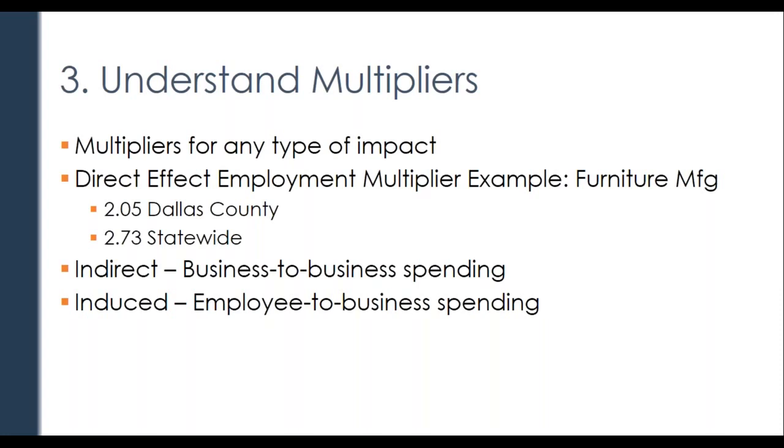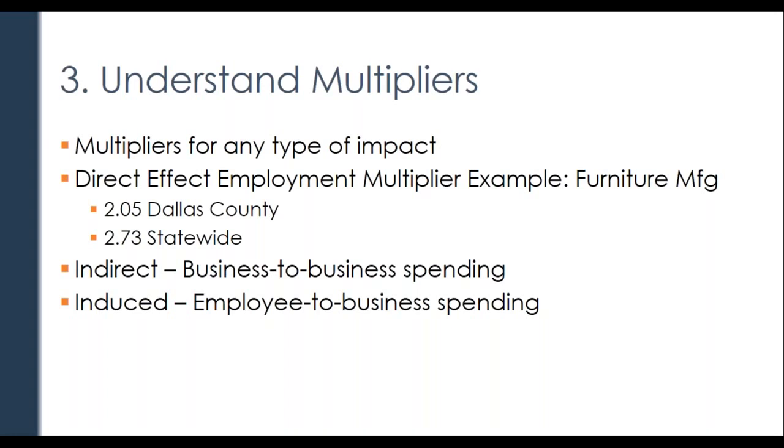I'm going to talk about a direct effect employment multiplier, and I'll give it for a specific industry and for a specific geographic area. So the idea with multipliers is they need to be industry specific. They need to be representative of the industry for which the activity is. So if you have, in this case, let's say a furniture manufacturer, that multiplier is going to be different than if you had a new restaurant coming in. If you had a Chick-fil-A coming in, it would be a different multiplier to look at what the impact of that restaurant would be.